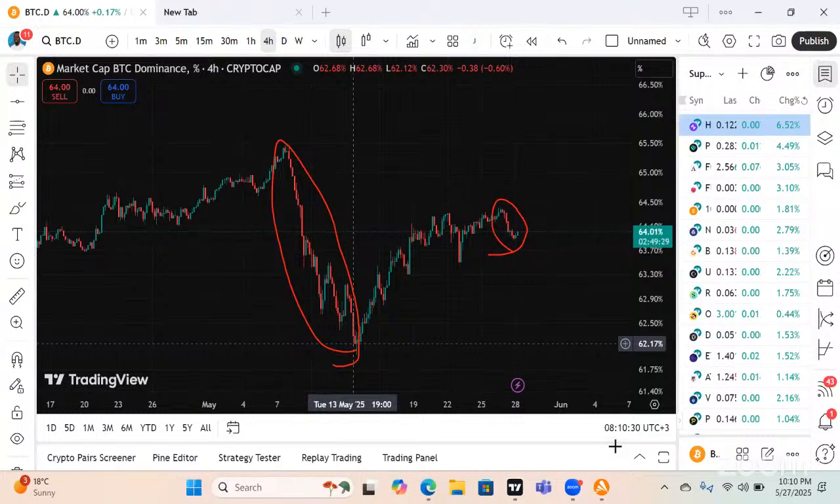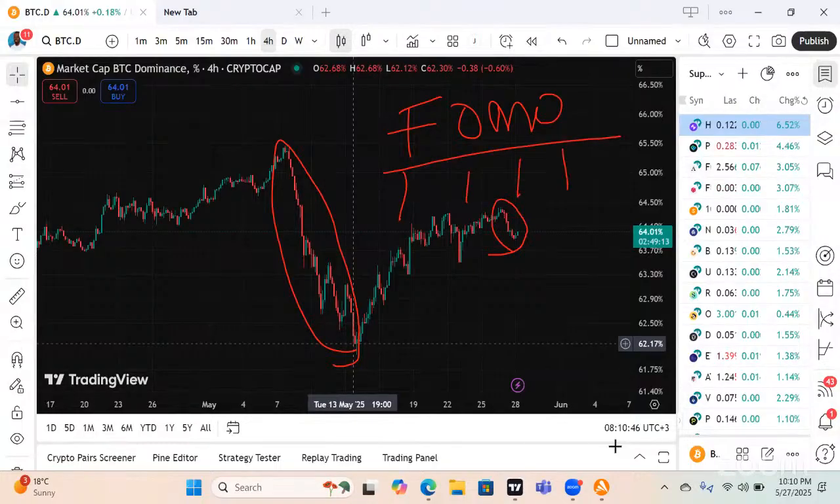Am I speaking to somebody? And the reason is simple, ladies and gentlemen. Most of the retailers that are in the market, and the institutions, there's still so much FOMO. FOMO means the fear of missing out. There is so much FOMO in the market that Bitcoin has the power to still continue going up.